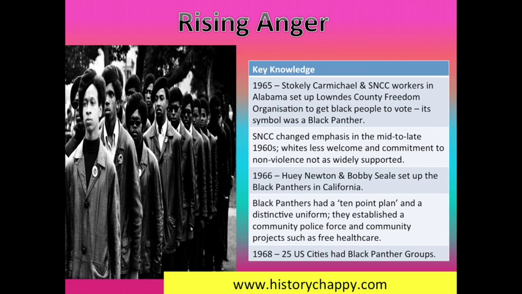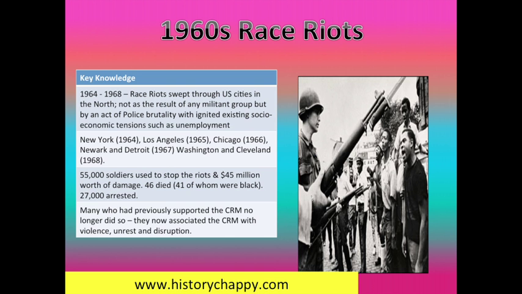In 1966, Newton and Seale set up the Black Panthers organisation in California. Now, the Black Panthers had a 10-point plan and a distinctive military-esque uniform. They established a community police force, community projects such as free healthcare and food share programs. By 1968, 25 cities in America had Black Panther groups.